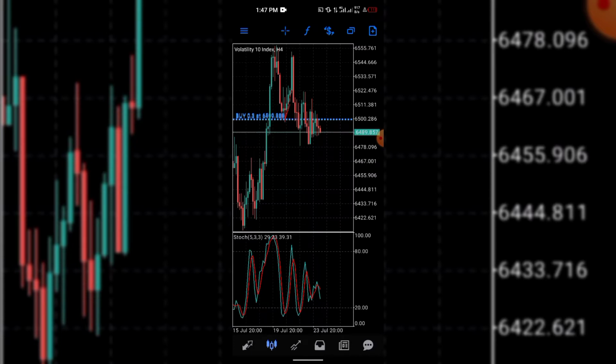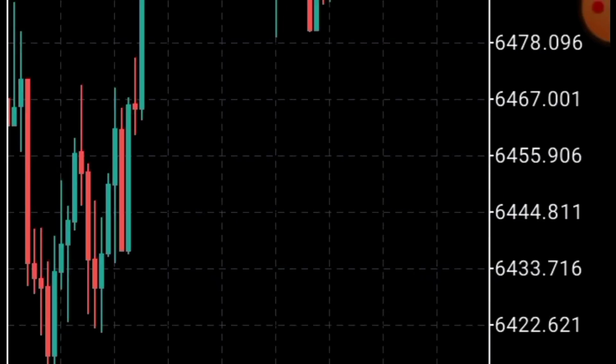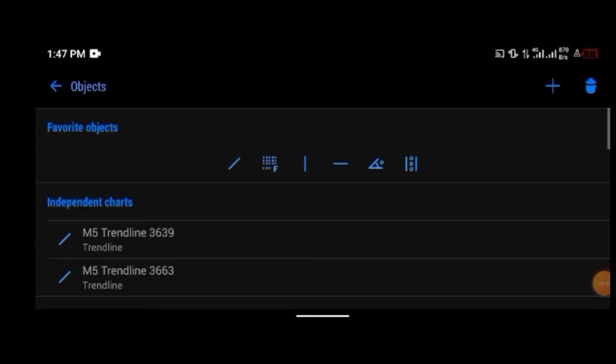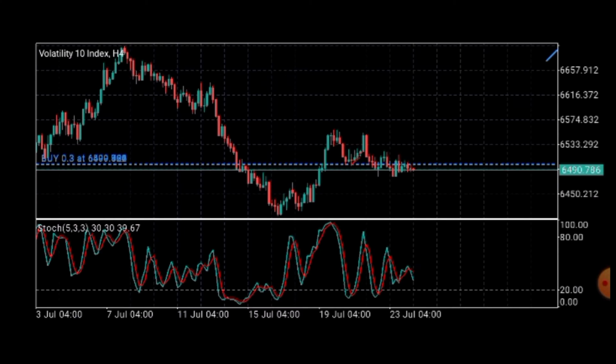Now let's look at something like this. Let me turn my phone this way. Okay, look at this strategy right here. Now I'll draw it and then come back here. Now let's use a simple trend line to analyze this chart.